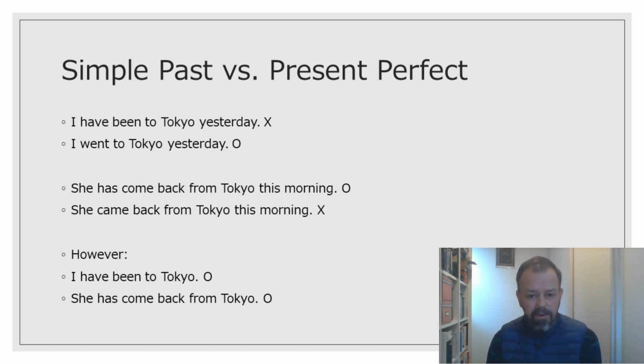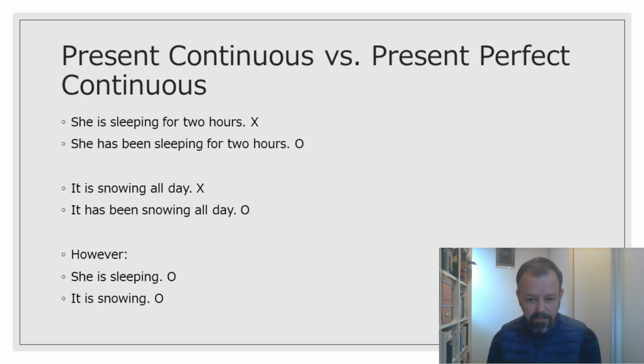The next one is present continuous versus present perfect continuous. Again, this is a very common mistake that I see all the time. So here we can see the example sentence. She is sleeping for 2 hours. And this is the present continuous tense. And she has been sleeping for 2 hours, which is the present perfect continuous. And this is correct. Why is it correct?